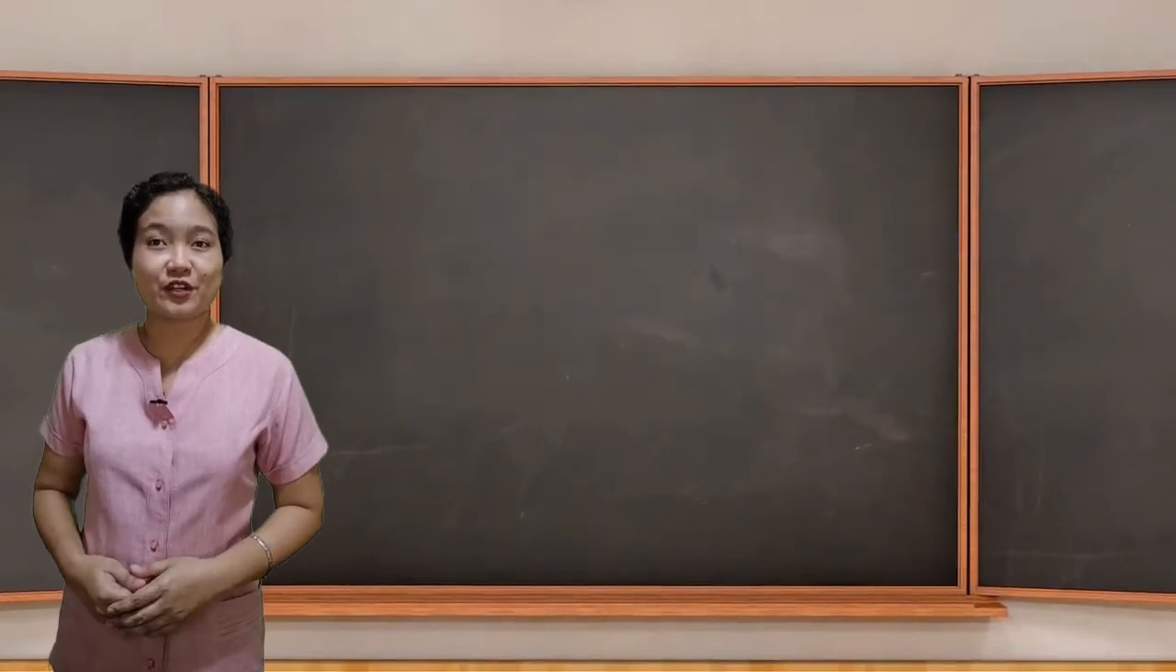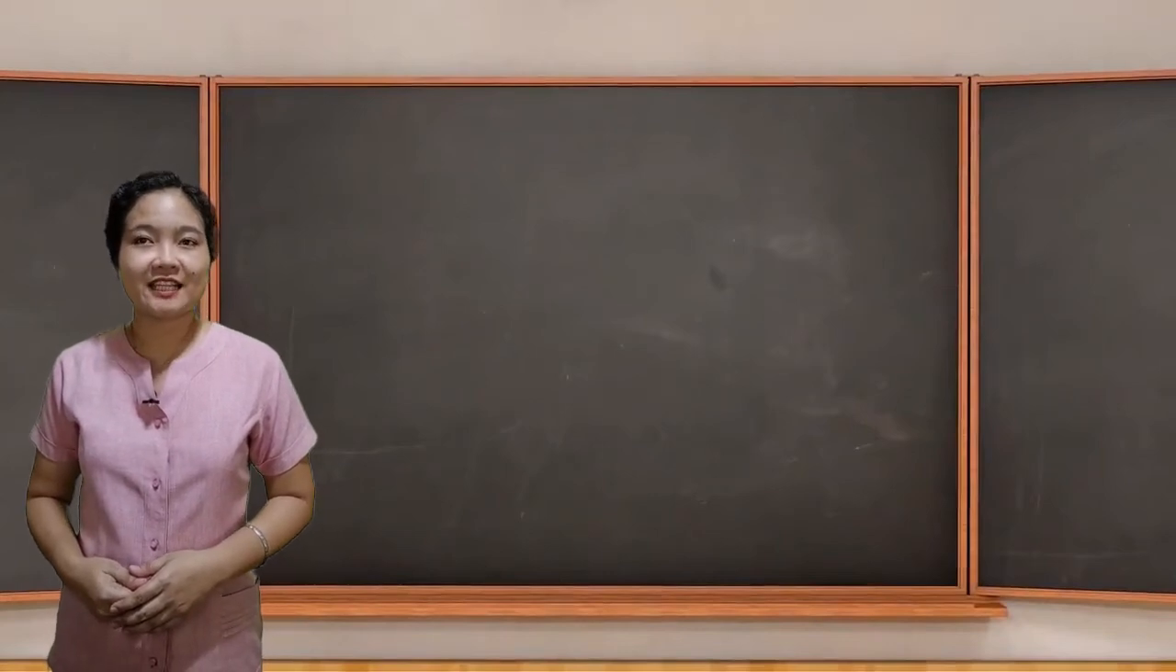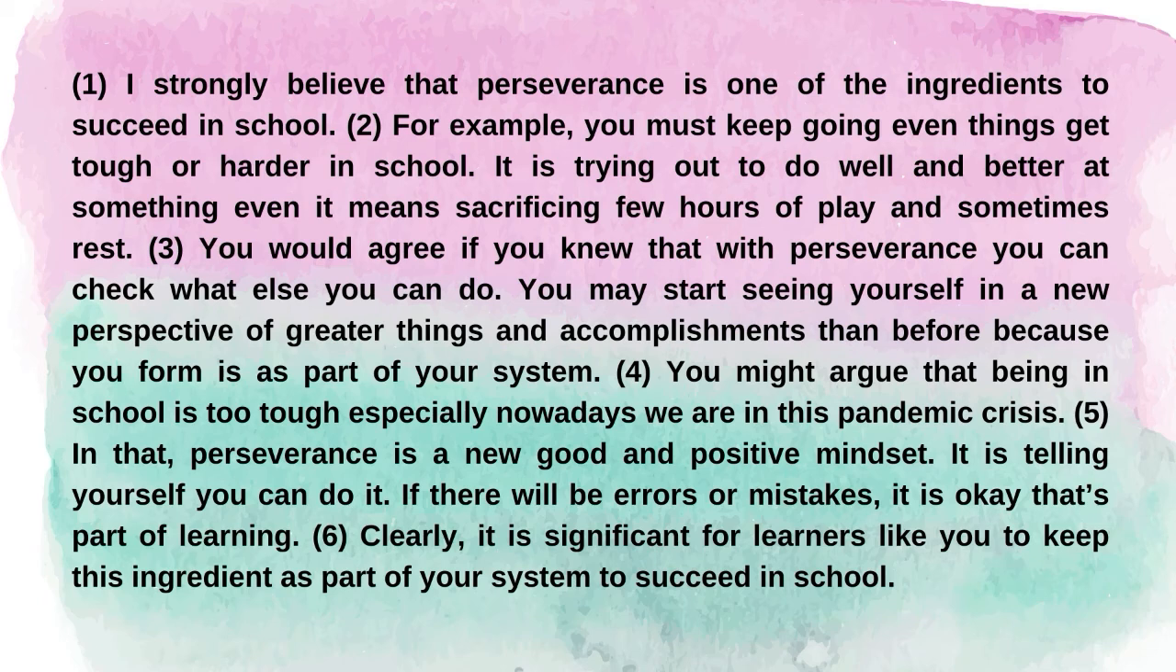Let us have a short quiz about the topic. Identify the indicators used in the passage. Let me read it. I strongly believe that perseverance is one of the ingredients to succeed in school. For example, you must keep going even if things get tough or harder in school.